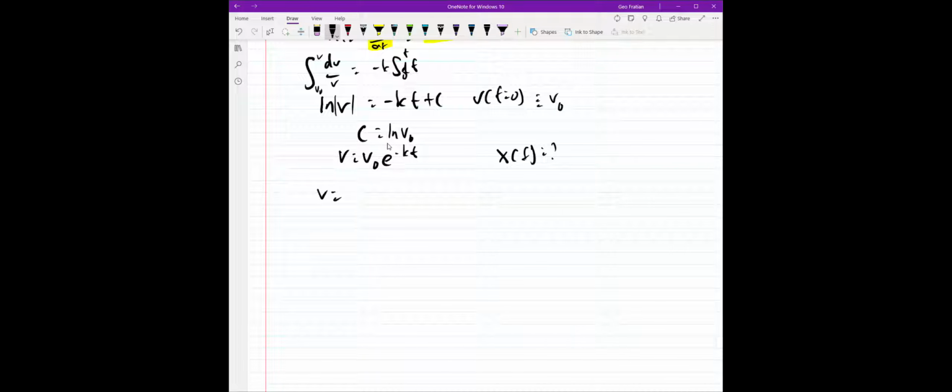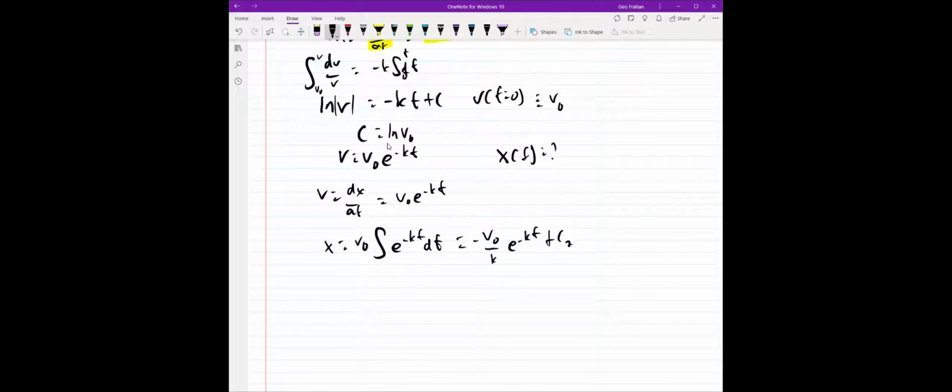So v is equal to dx/dt, which is equal to v naught e to the negative kt, right? So x is equal to v naught times the integral of e to the negative kt dt, which, if you integrate e to the x, is just e to the x. So it's just equal to negative v naught over k e to the negative kt plus another constant, I'll call that c2. But we know that x at t equals 0 is equal to 0, so c2 is equal to v naught over k by the same analysis. So x is equal to v naught over k times (1 minus e to the negative kt).